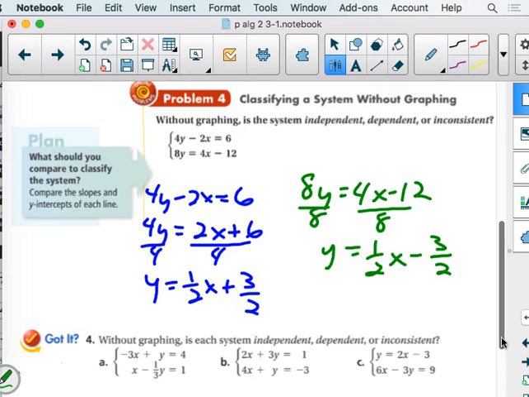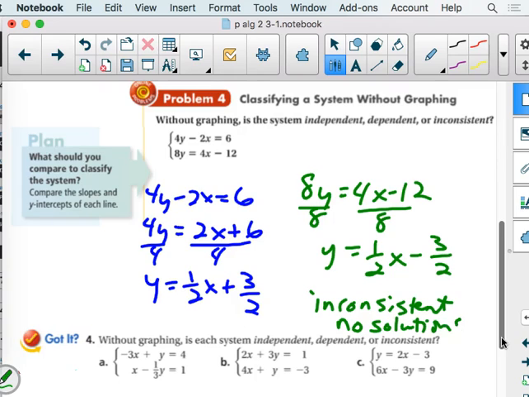So here's what I'm looking for. Are they exactly the same line? No. One's a plus 3 halves and one's a minus 3 halves. Do they have the same slope? Oh boy, they're parallel. That's inconsistent. We can't give these people an answer. Inconsistent, because we would have to say that this has no solutions.